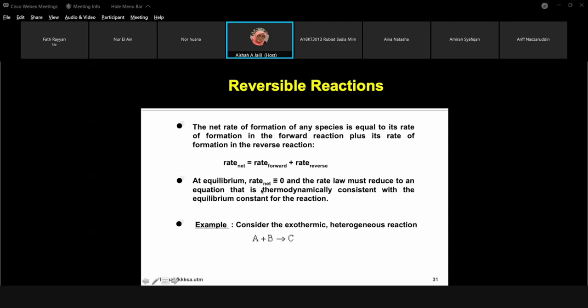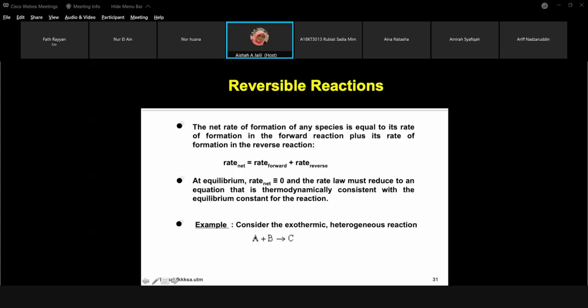At equilibrium, the net rate must be 0. Okay, and the rate law must reduce to an equation that is thermodynamically consistent with the equilibrium constant for the reaction. This is what they said about in the bracket. Okay, the equation in the bracket in the rate law.